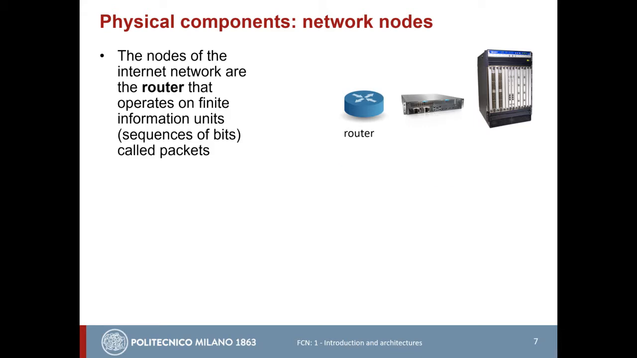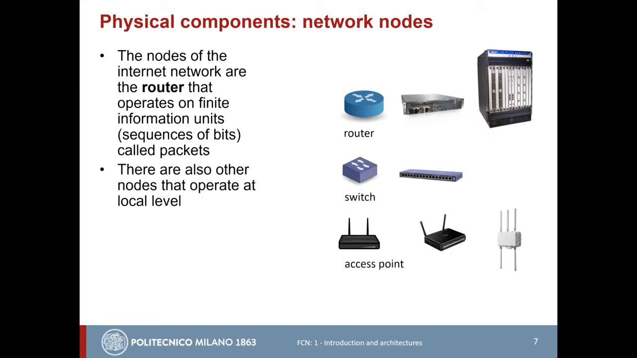Then we have the nodes. As I told you, you have the routers that are the nodes implementing all protocols for using internet, and they can be of different shapes according to their position in the network. So on the edge you have light implementations. In the core of the network, when traffic is very large, you may have implementations that are even based on different racks in the room or different blades in a rack.